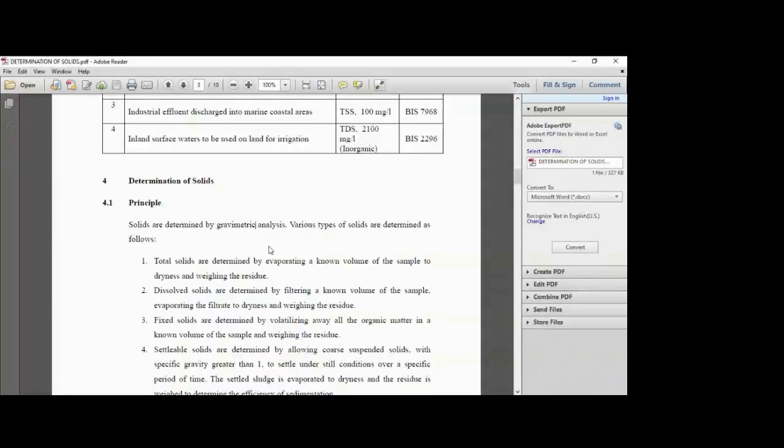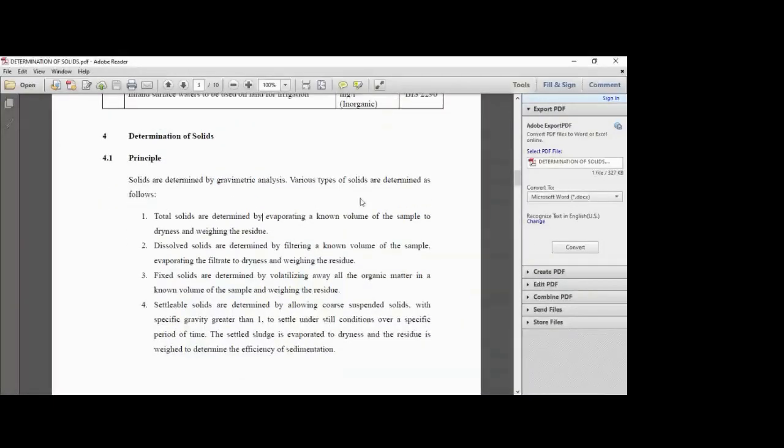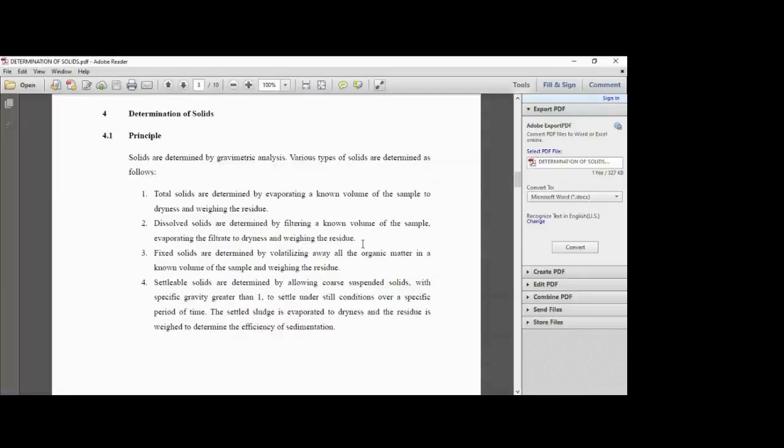So what is weight? Weight is nothing but a function of your gravitational force. So W is equal to mg, right? Here g is the gravitational acceleration. That is what is utilized here to find out the different types of solids and their concentration. So how can we find out the total solids? It is very, very easy.